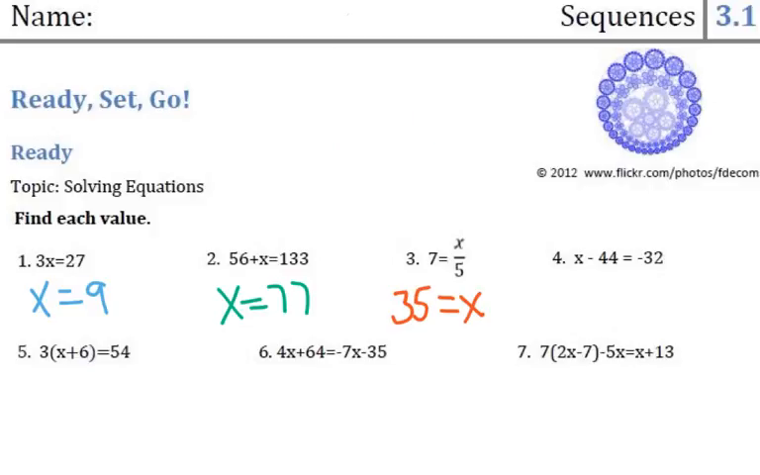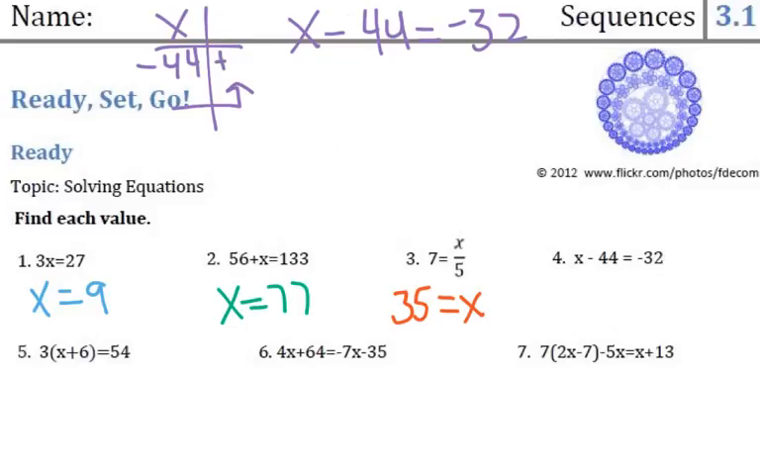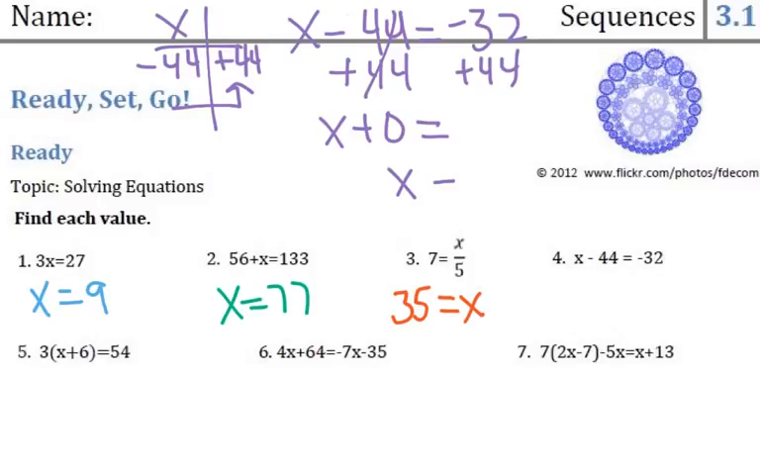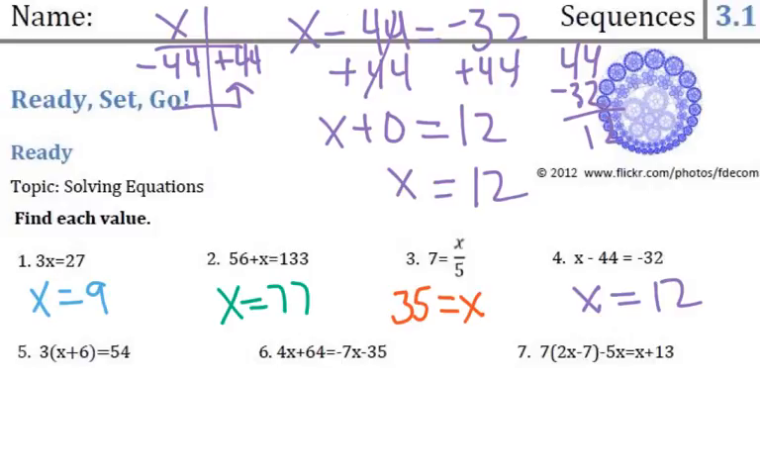Okay, number 4. So we've got x minus 44 equals negative 32. So what's happening to our x? Well, we're subtracting 44, so we need to do the opposite. We need to add 44. So we add 44 to both sides. Those give us 0. x plus 0 is just x. And negative 32 plus 44, that's like 44 minus 32, right? So we get 12 in the positive. So x equals 12.